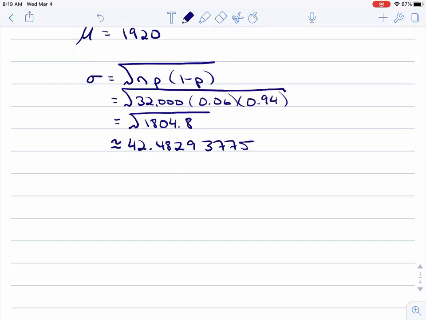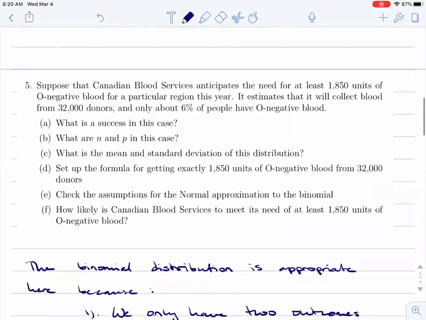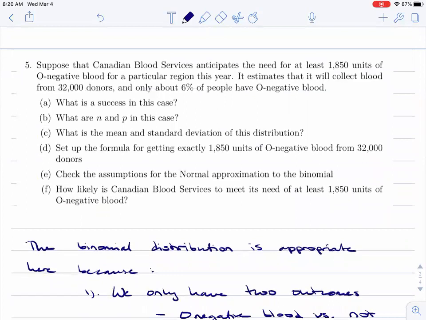Now, we have some idea of the spread, right? A spread of 42.5, let's call it, is pretty wide. So we'll see how that affects our probabilities. All right. So we found the mean and the standard deviation. And here, part D just says, set up the formula for getting exactly 1,850 units of O negative blood from 32,000 donors. So we're just going to set up the formula.